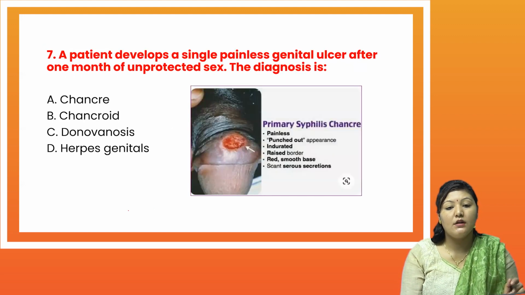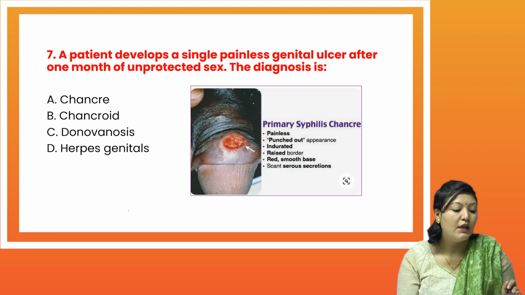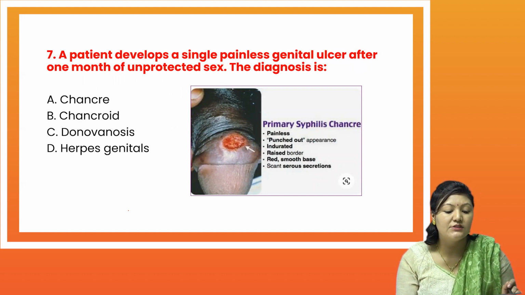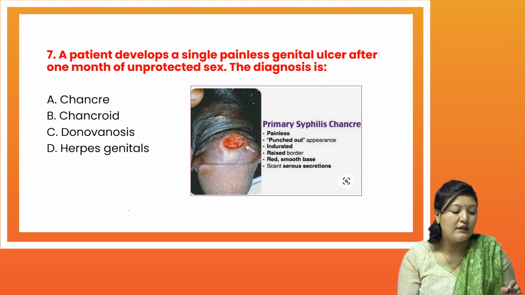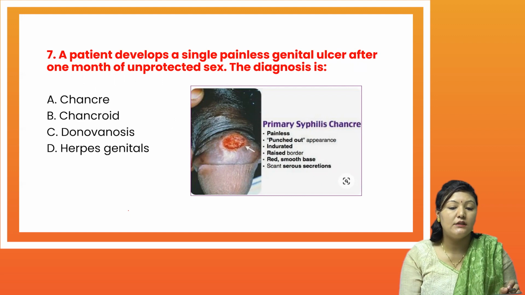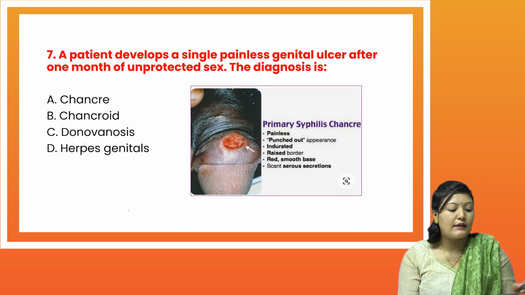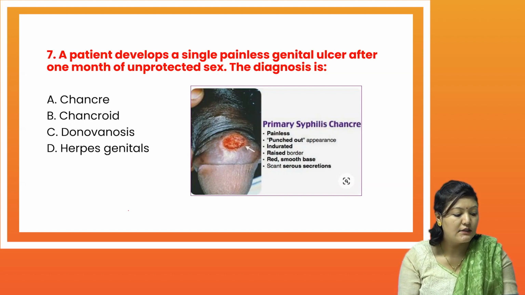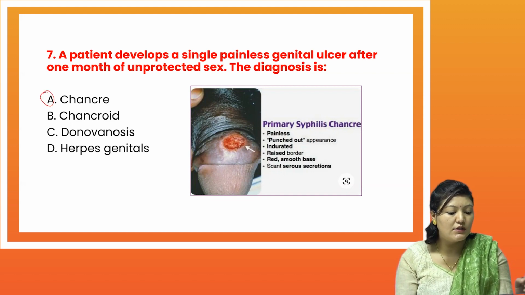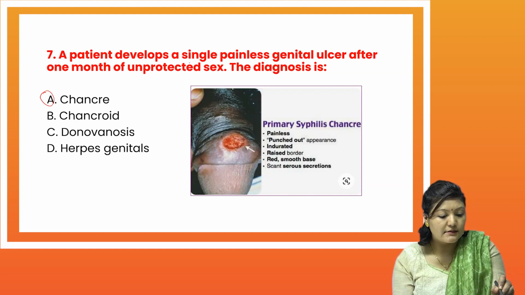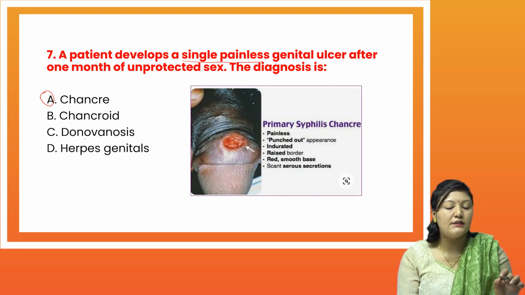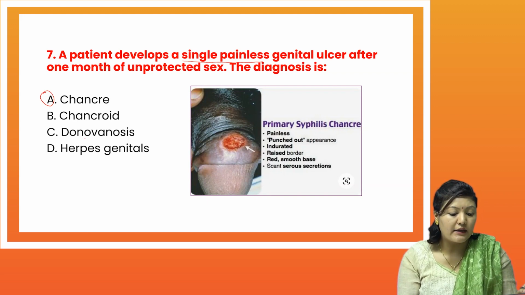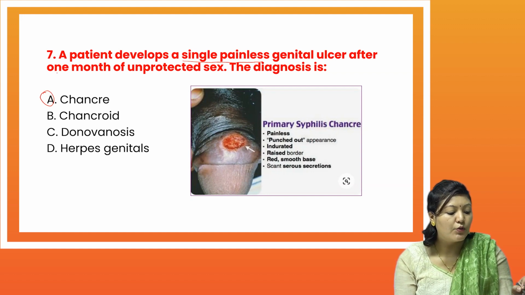Now coming to the last question, that is question number 7. A patient develops a single painless genital ulcer after 1 month of unprotected sex. The diagnosis is A. Chancre, B. Chancroid, C. Donovanosis, and D. Herpes genitalis. Among the options, chancre is seen in syphilis, and there is a history of single painless genital ulcer. In the other options, there is some degree of pain, but in case of syphilis there is no pain. So this is a chancre, and it is occurring after 1 month of unprotected sex.